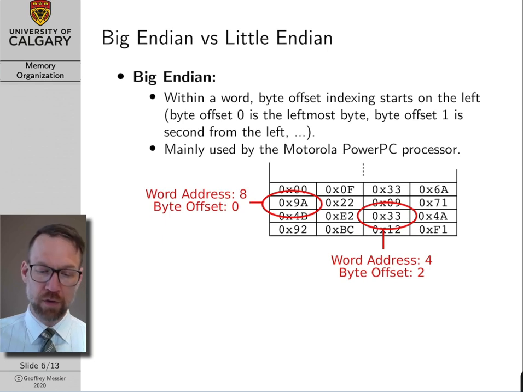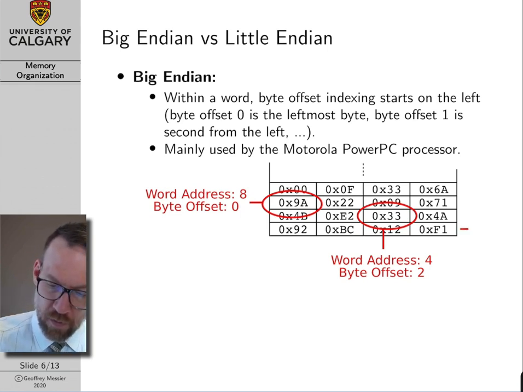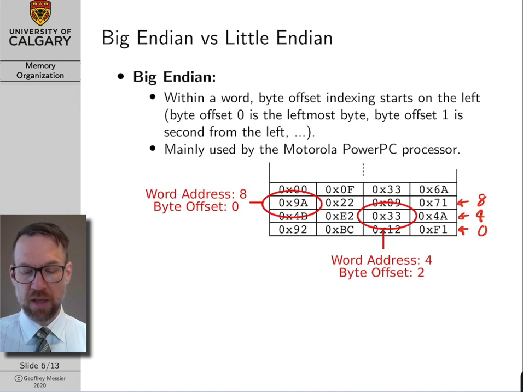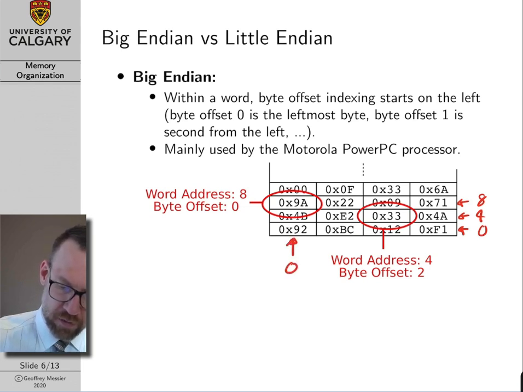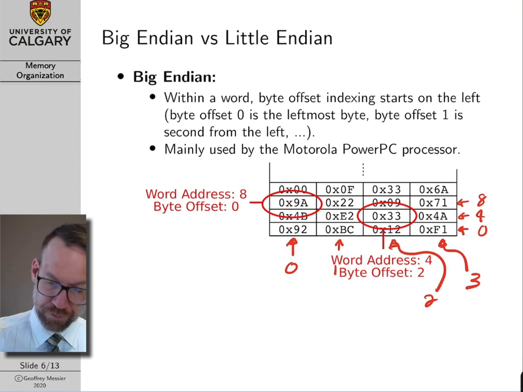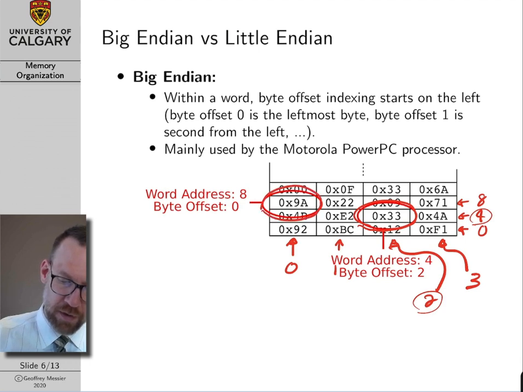So for the Big Endian convention, we would use byte indexing for each of our words. And so that means the word address for the first byte is 0. The word address for the second byte is 4. The word address for the third byte is 8. And the indexing for the bytes within each word goes left to right. And so this is byte 0, byte 1, byte 2, and byte 3. And so for the bytes that I've circled, this first byte is word address 4, right there, and byte offset 2. The byte that I've circled up here is word address 8 and byte offset 0.